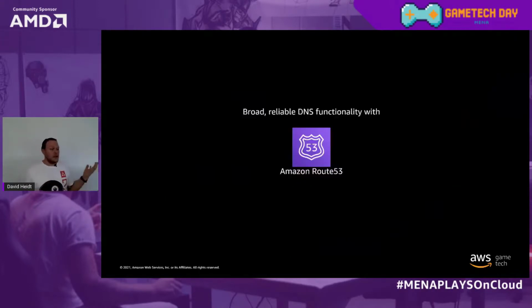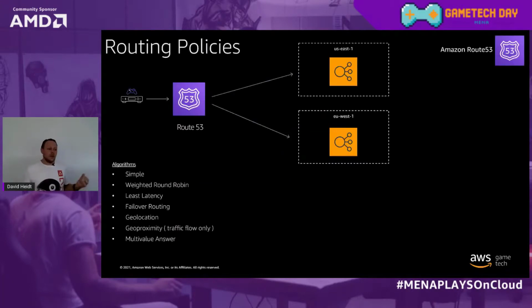Last but not least, Amazon Route 53 helps you to organize all of this on the DNS level, and you can do a lot of things with Amazon Route 53. From basic, simple DNS routing, you can have a weighted round robin, meaning you, for example, can do some kind of canary deployments on DNS level, but also you can have failover routing, geolocation-based routing, and so on. So it's really a very powerful and versatile service that you can use at the very first point where your users arrive.